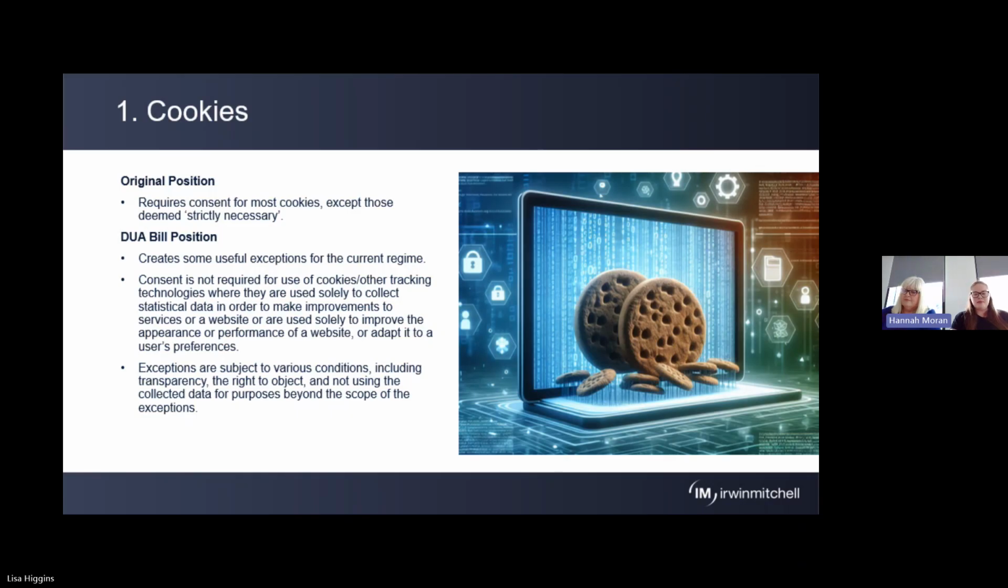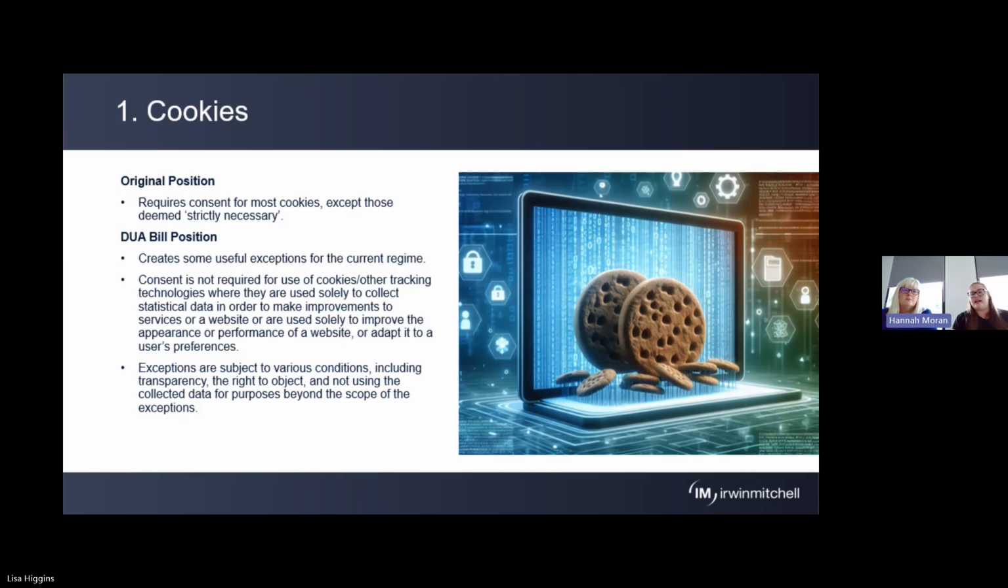Thanks, Joanne. So under the current rules, user consent should be obtained before any cookie or similar tracking technology is dropped on a user's device, except where a cookie is strictly necessary. So for a cookie to be strictly necessary, it must be essential to provide the service which has been requested by the user. For example, for the website to work properly.